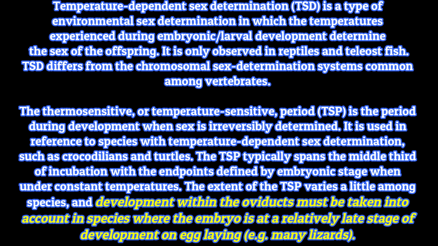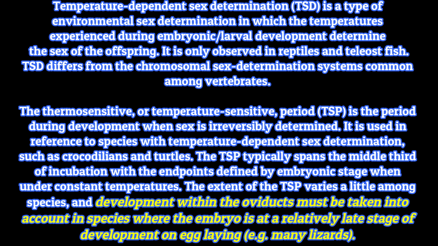Temperature sex determination, as opposed to genotypic or genetic sex determination, is when environmental conditions, particularly temperature, control the sex of the offspring in any particular clutch. Temperature sex determination is observed in some reptiles and some fish, but it's actually quite uncommon among vertebrates. Chromosomal sex determination or genetic sex determination is much more common among vertebrates.